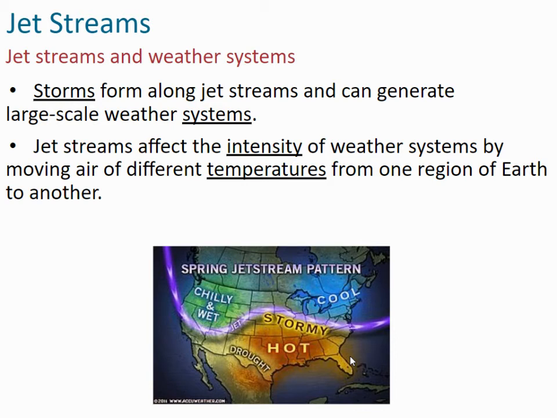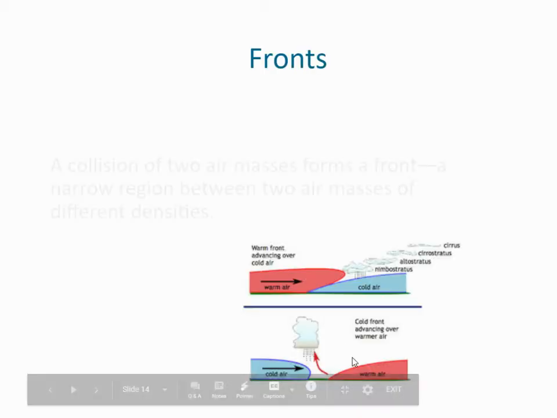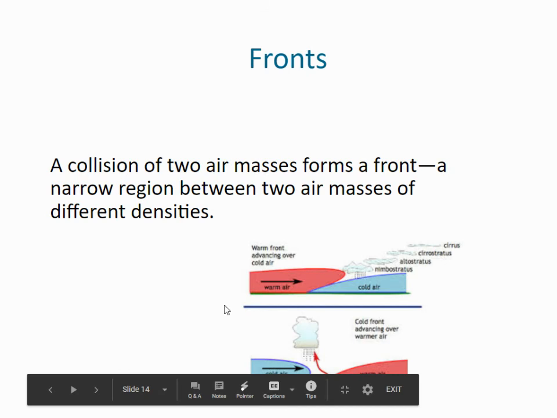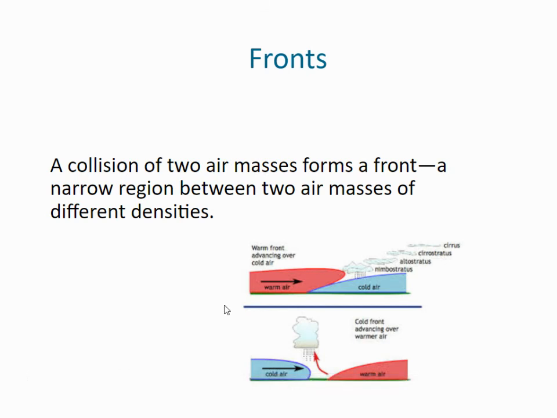You can actually follow the jet streams and figure out where weather is headed. This is how meteorologists work a lot in the United States. If you follow what the jet streams are doing, you'll be able to follow what the next weather system is going to do. I am going to post a link to our jet streams with this video for you to check out. So fronts are a collision of two air masses.